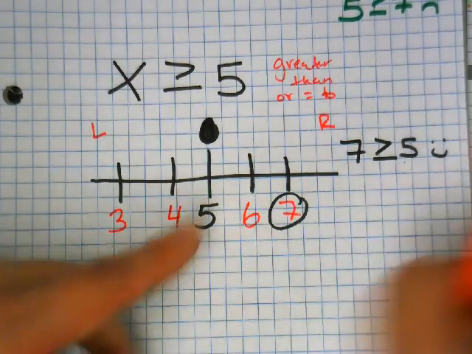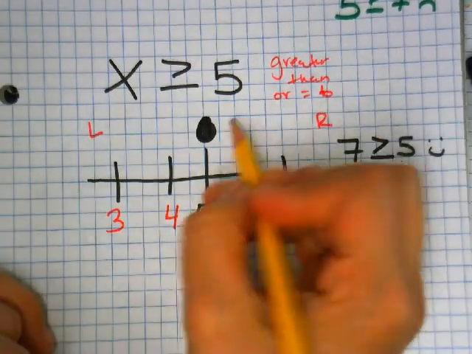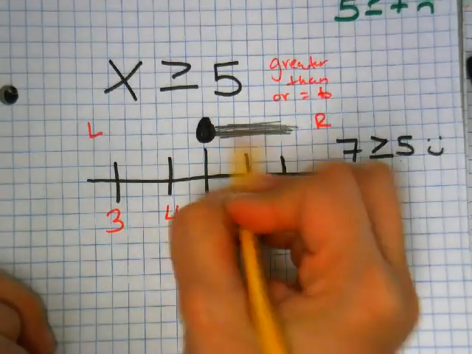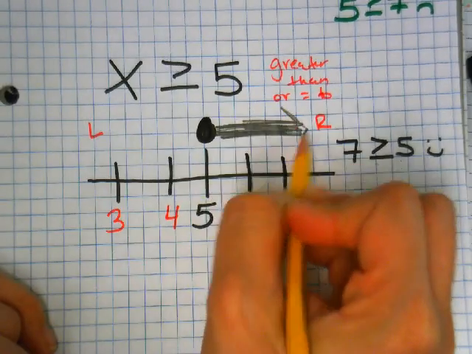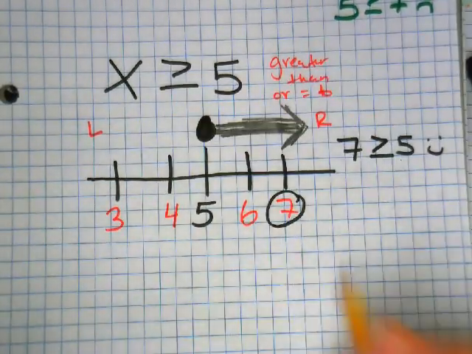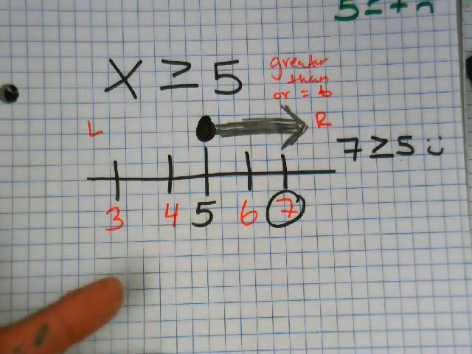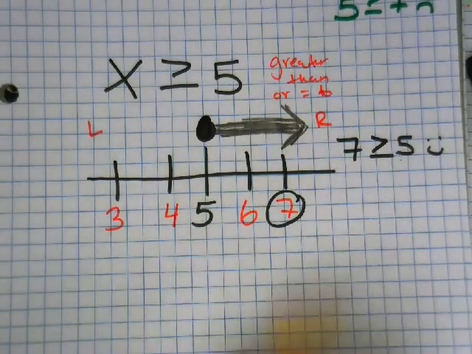I'm going to shade with my pencil this way and put an arrow. And what does this arrow mean? This arrow means that it's still continuing. But I stopped my number line. But this arrow means you can continue. Okay?